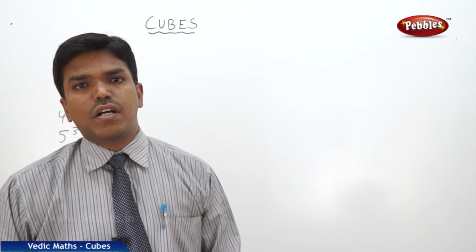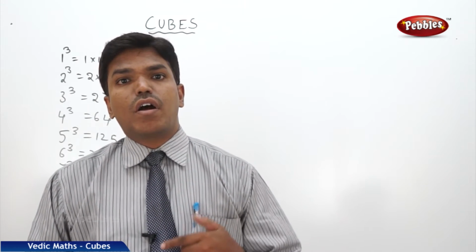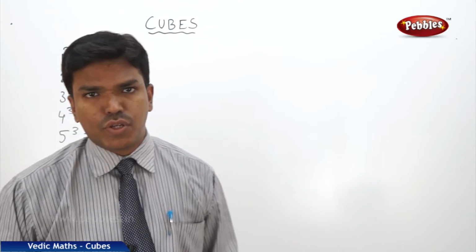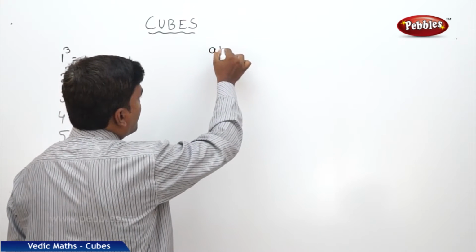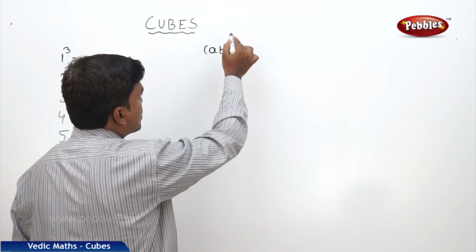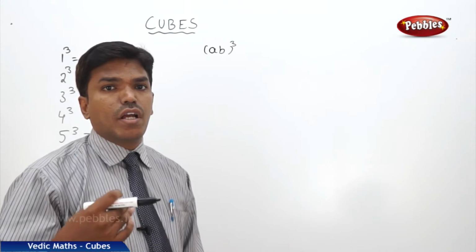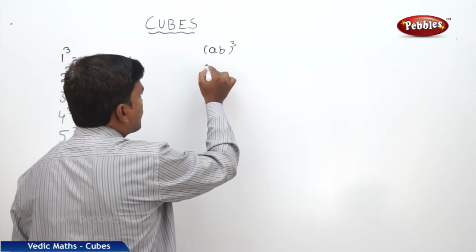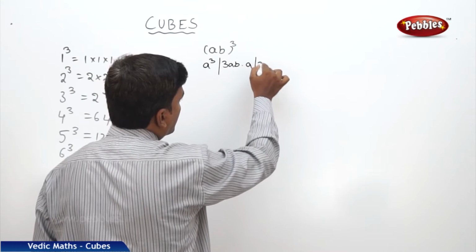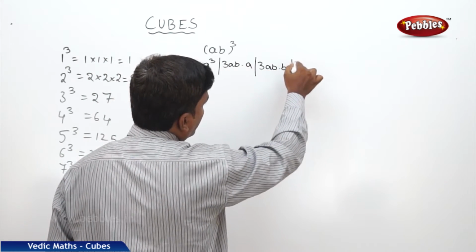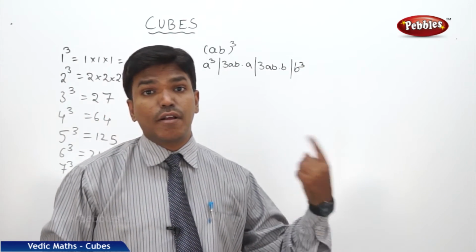Here in Vedic maths we have one formula, or one shortcut, to find out the value of any double digit number's cube. Now see here, suppose AB is a double digit number, then what is the value of AB cube? It will be A cube, 3AB into A, 3AB into B, B cube.